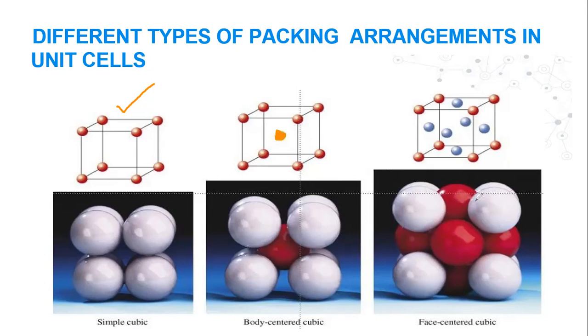The third one is the face centered cubic. This face centered cubic is formed by atoms at the faces only, the faces of the cube. Generally a cube has 6 faces, so 6 atoms are arranged on the 6 faces of the cube. That is the difference here.